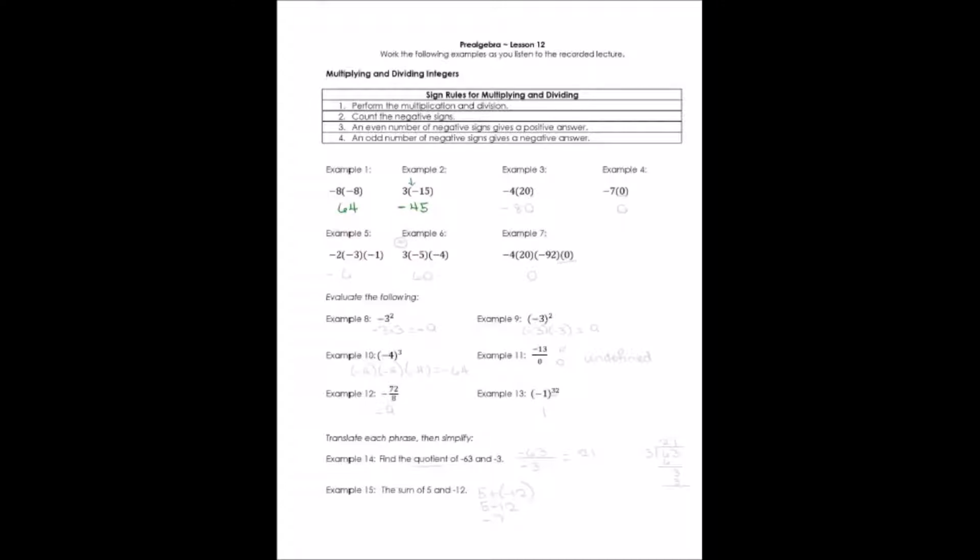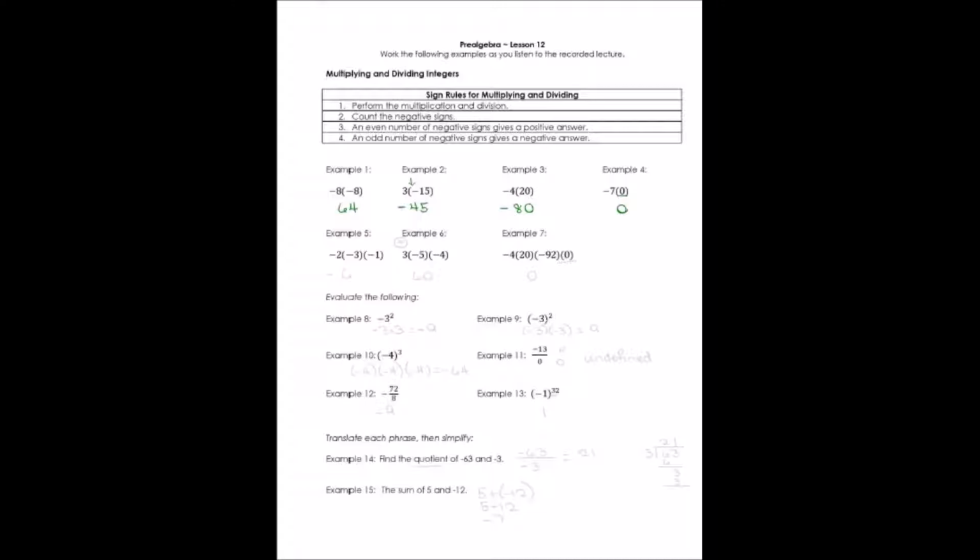Example 3, before you even begin, you should be able to tell me, is it positive or negative? Well, there's only one negative in the problem. The answer is going to be negative. And then I don't have to worry too much. I can say 4 times 20. Well, that's 80. And example 4, negative 7 times 0. This would also be a negative answer except for the 0. We know when we multiply anything times 0, it is just 0, and 0 doesn't have a sign with it.